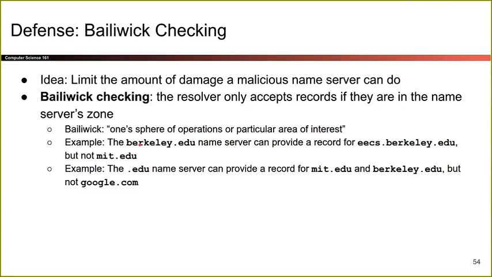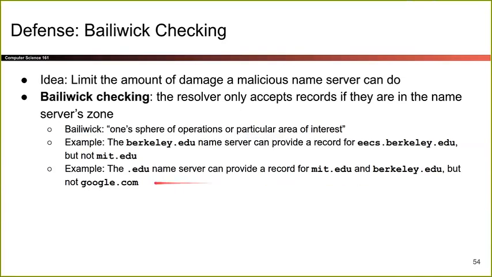So now this berkeley.edu name server, they can poison any Berkeley domain, but they can't poison MIT domains or Google or any other .edu or .com domain. As an example, the .edu name server can poison mit.edu or berkeley.edu because these are already in its bailiwick. Even if it was legitimate, it had to answer these anyway. So there's not much you can do about that.